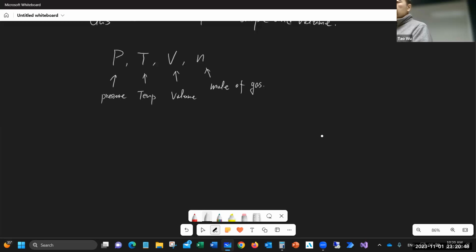Okay, what is exactly the pressure? The pressure is equal to a force applied on a certain area. So a force applied on an area, which means you may have a force and you apply it on a very small tiny area, then that is a pressure.